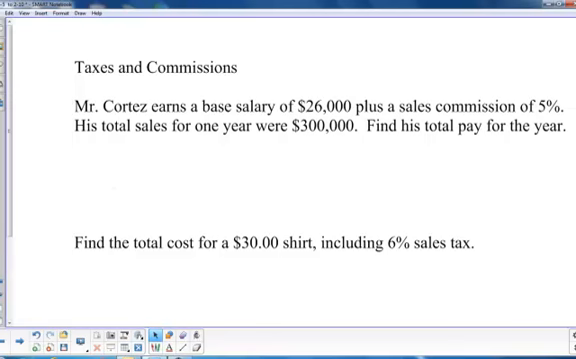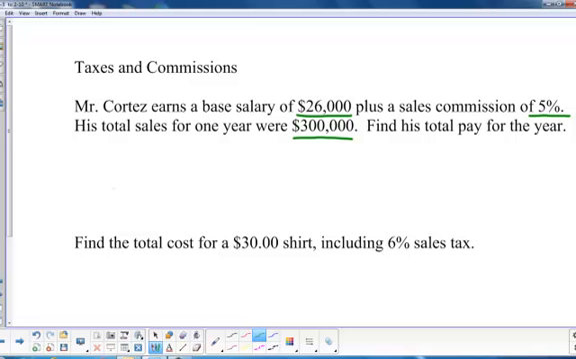Okay, so we have a base salary of $26,000 and a commission of 5%. And his sales for 1 year is $300,000. Find his total pay for the year.